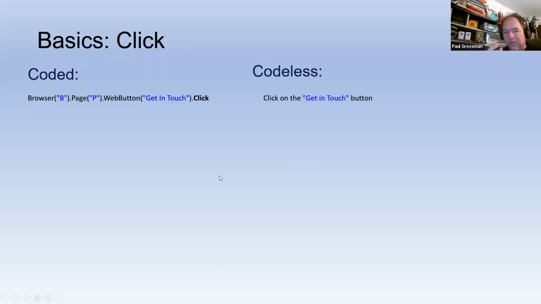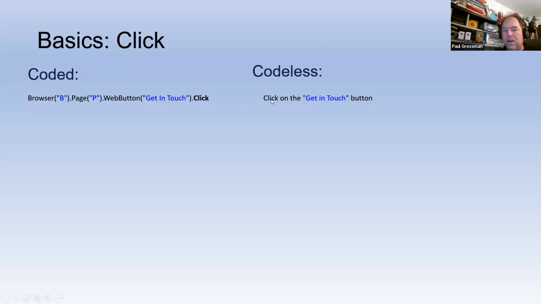We're going to start off with the first thing. The first thing I usually do is go click on something. Now, I've got a sample, and as I said, I like to use the most basic version. This is a sample line of code from Micro Focus UFT. If I wanted to click on the Get in Touch button, I'd have to get my browser object, which has a page object, which would contain a web button object called Get in Touch, which has some sort of a locator behind it, XPath, CSS, or maybe even a regular expression. And then I would execute the click method upon that element.